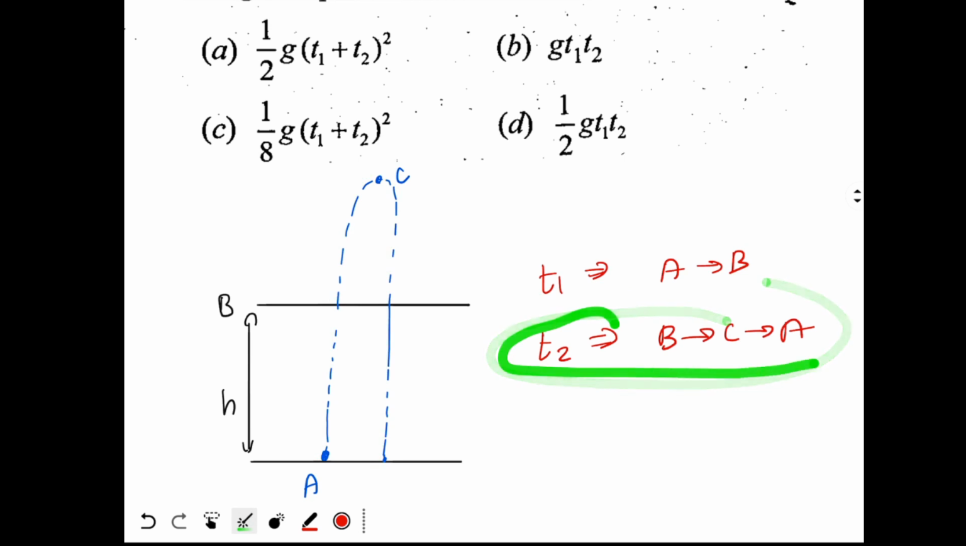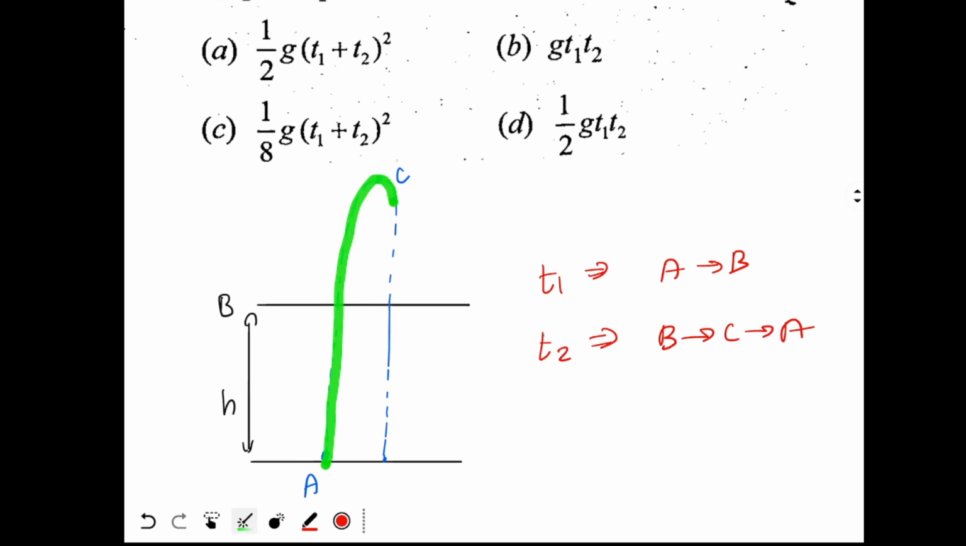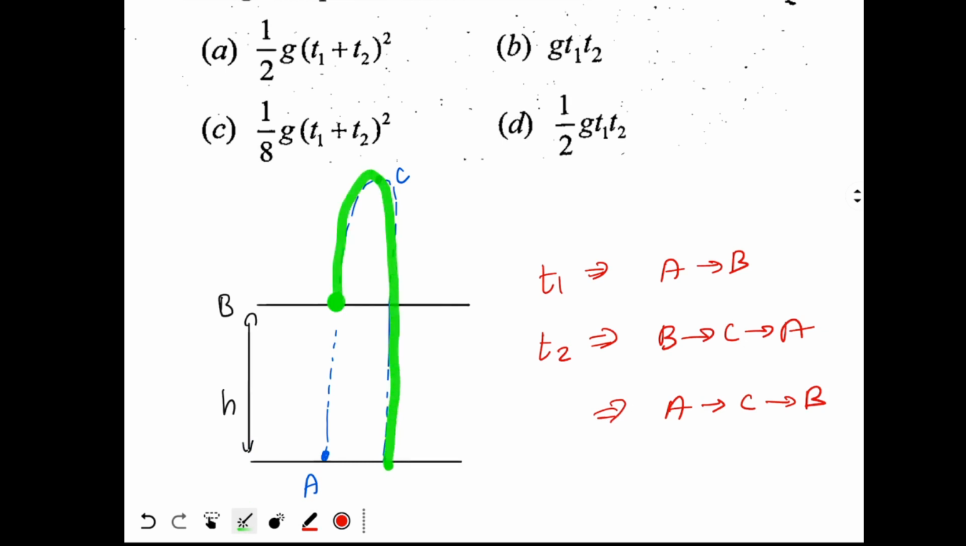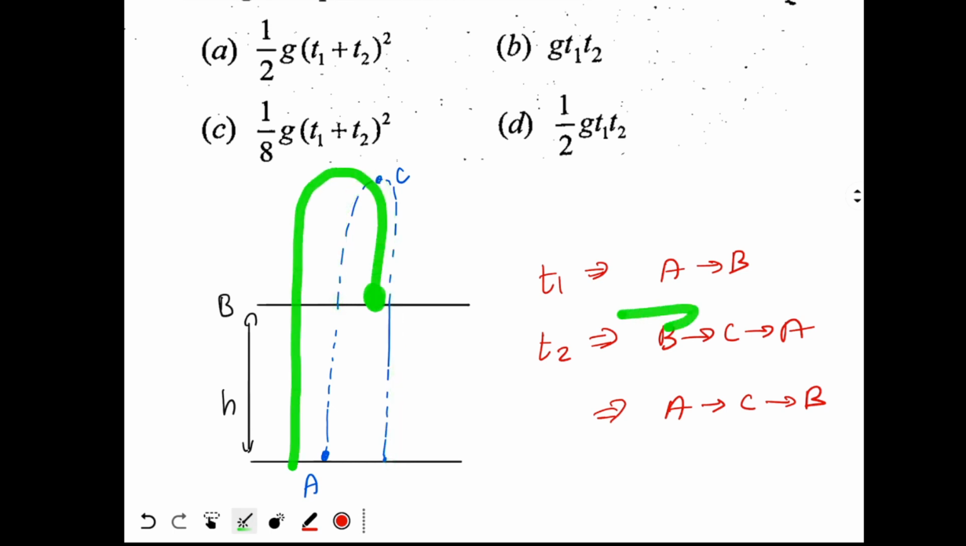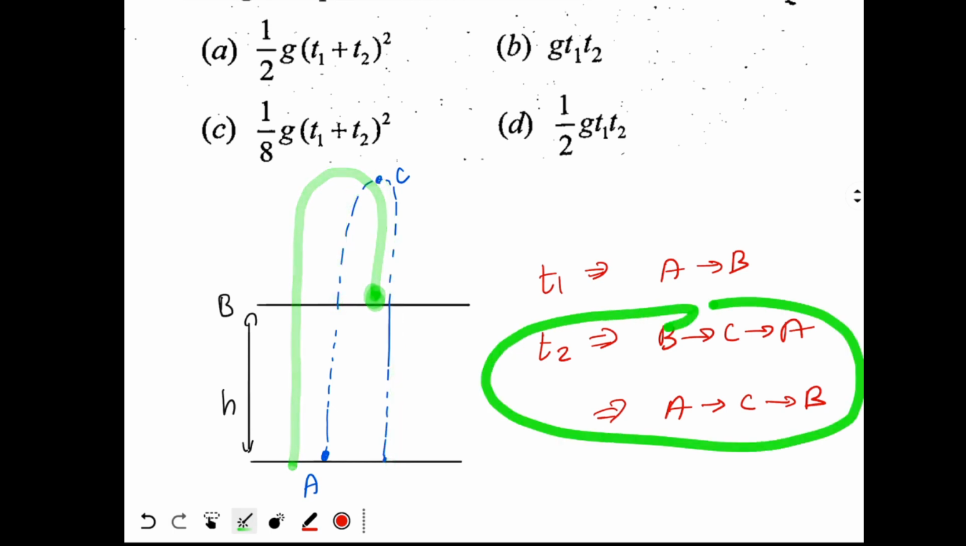Now this also means that the time to go from A to C and then come to B should also be t2, right? A to C and then come to B should also be t2 because vertical projectile motion is basically symmetric, correct? जितना टाइम ये जर्नी में लगा उतना ही टाइम ये जर्नी में भी लगेगा. So these two time intervals are equal.